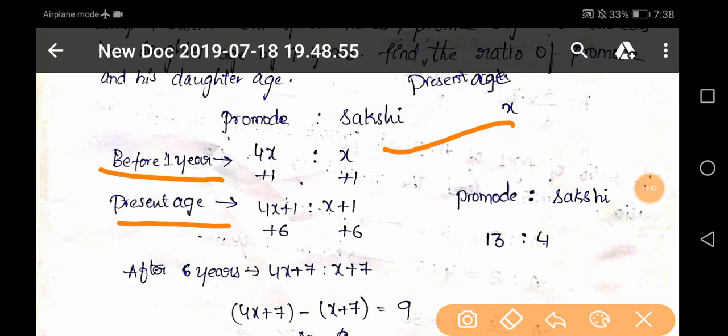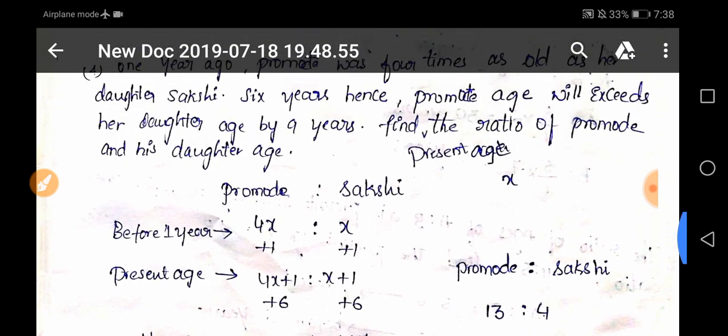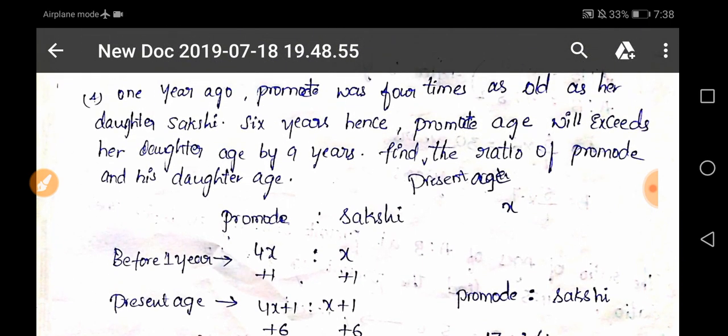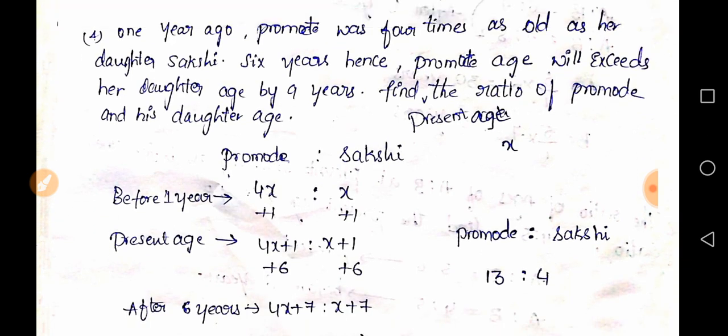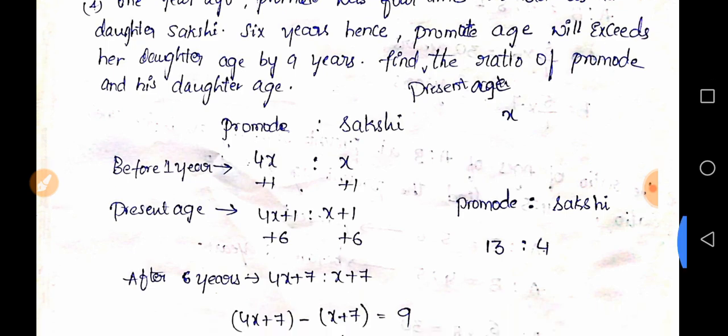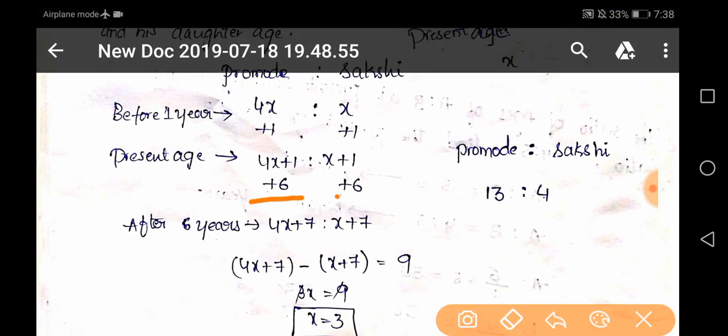Then for the present age, we have to add +1 on both sides, because it was before 1 year, and after 1 year it will be the present age, right? So 4x plus 1 and x plus 1, this is fine. And here we have 6 years hence, Pramod's age will exceed her daughter's age by 9 years. So 9 years it will exceed, it seems. After how many years? After 6 years. So you have to add 6 years. So 4x plus 7 and x plus 7.